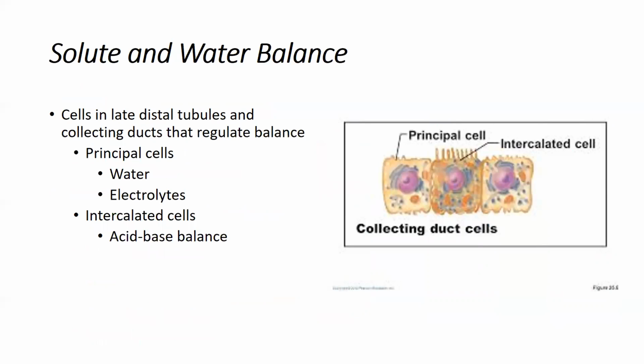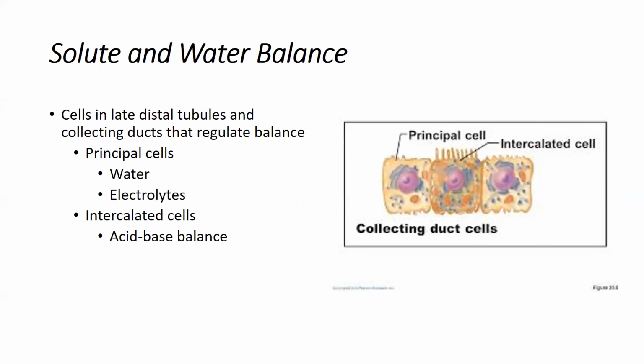Speaking about the cells that bring about balance, there are two cells we're interested in, the principal cells and the intercalated cells. Now these are cells in the distal tubules and the collecting ducts, and they help to regulate this balance. So I keep going back to this regulated versus unregulated concept, right? Remember the parts of the tubule that are responsible for regulated reabsorption. What are the two parts of the tubules responsible for regulated reabsorption? The DCT and the collecting ducts, okay?